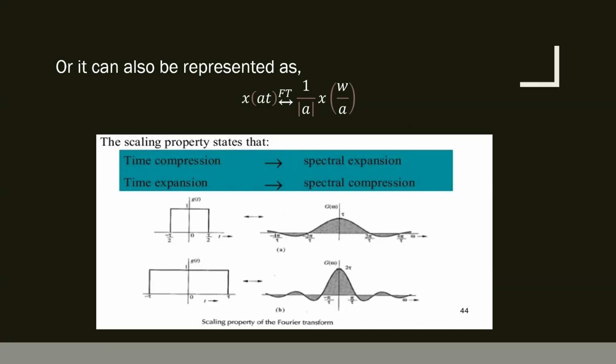These two images represent two cases of time scaling. In image A, when there is compression of time, the signal gets expanded, and it is vice versa in image B. That is, when there is expansion of time, it leads to the signal being compressed.